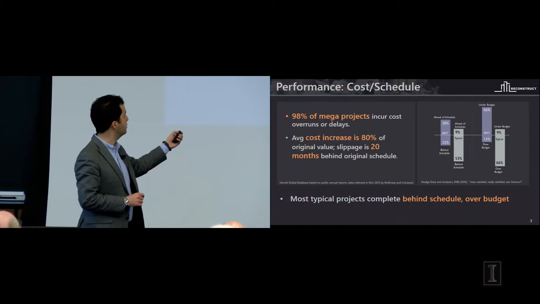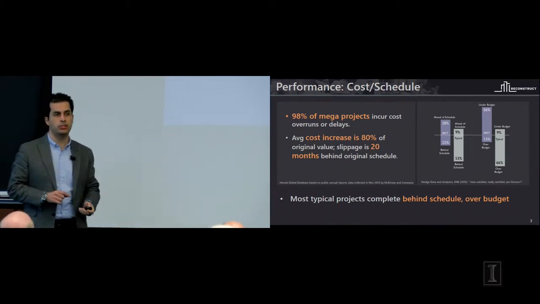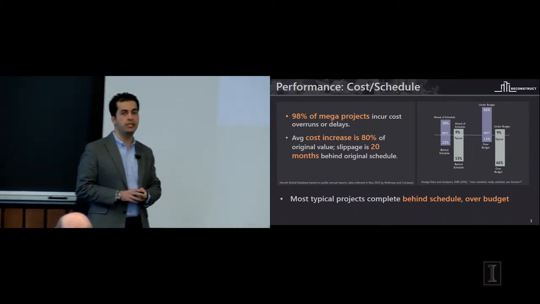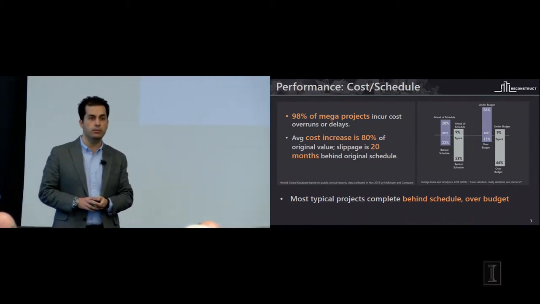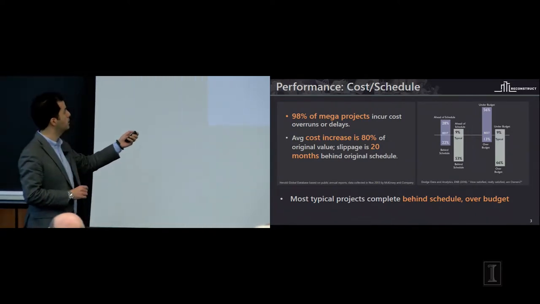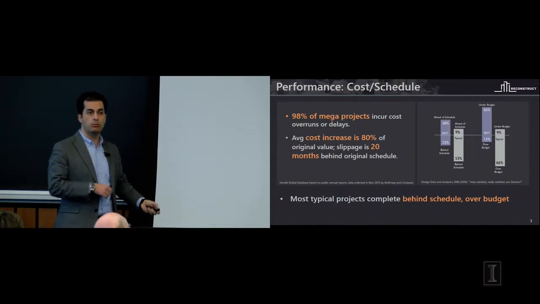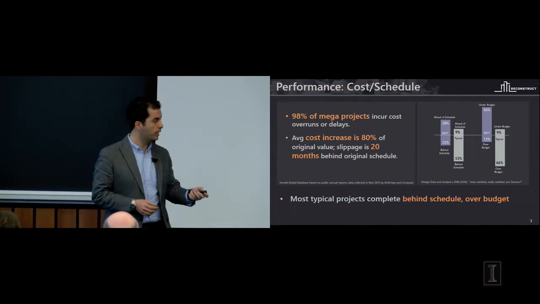How far behind schedule are they? About 20 months when it comes to mega projects, and mega projects are any projects that are larger than $1 billion. You can think about a stadium project, a high-rise project, or a highway project. And when it comes to cost, the increase could be as much as 80% from what we originally planned to perform that project.